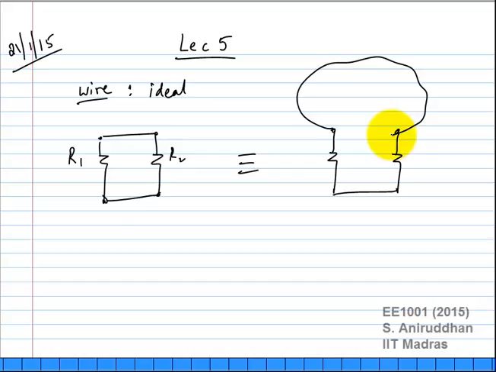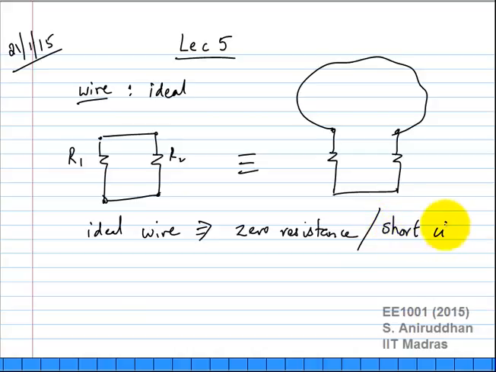What is an ideal wire? An ideal wire has zero resistance. In other words, it's also called a short circuit. I hope all of you have heard this term short circuit. How many of you have not heard the term short circuit? Good. So how do you define a short circuit?